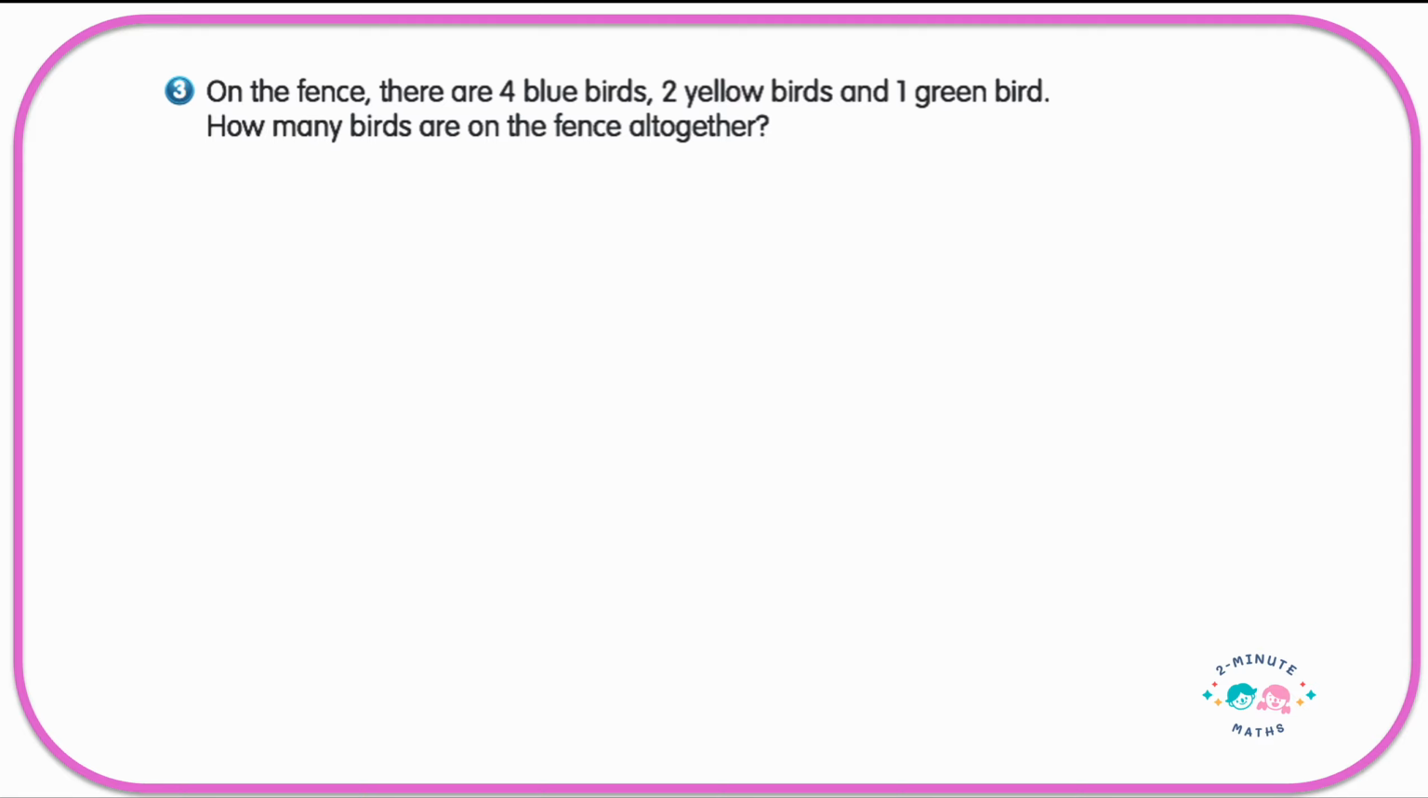Okay, let's go. The problem goes: on the fence, there are 4 blue birds, 2 yellow birds, and 1 green bird. How many birds are there on the fence altogether?